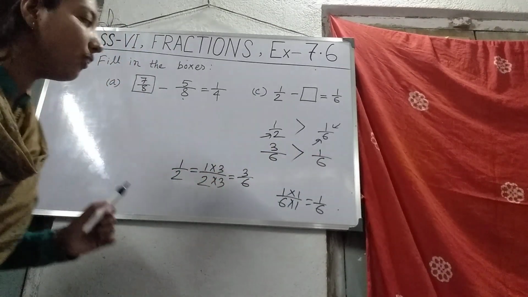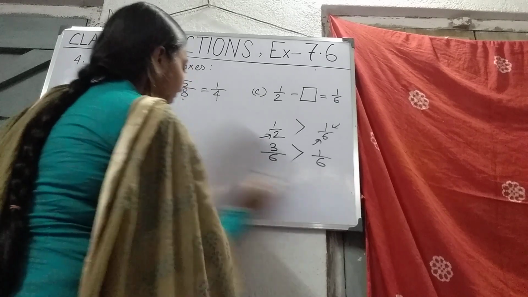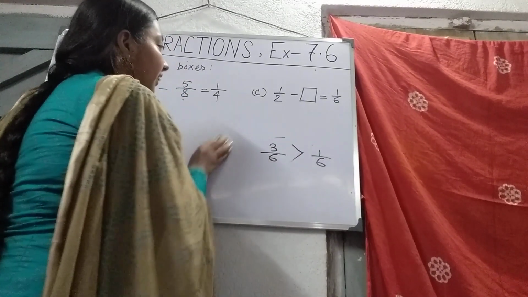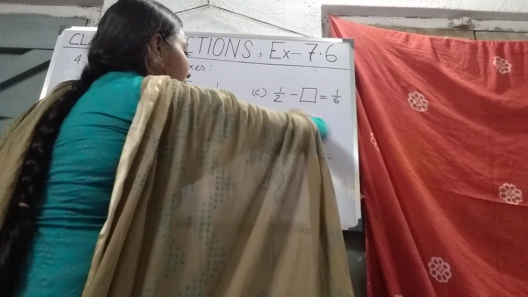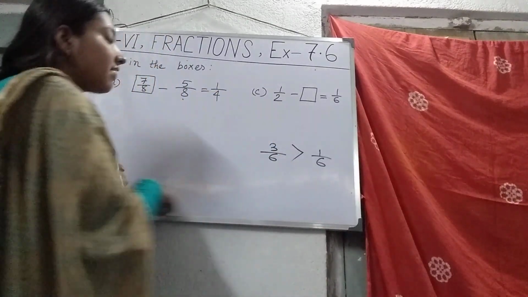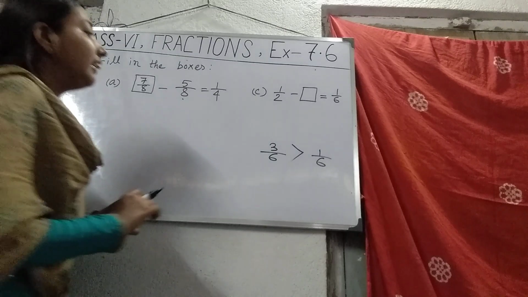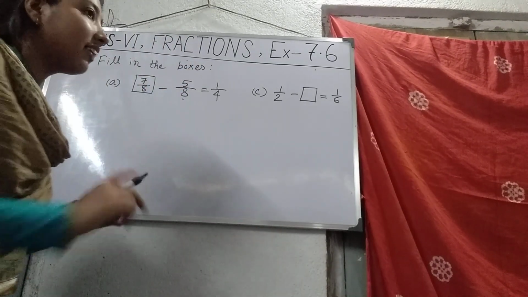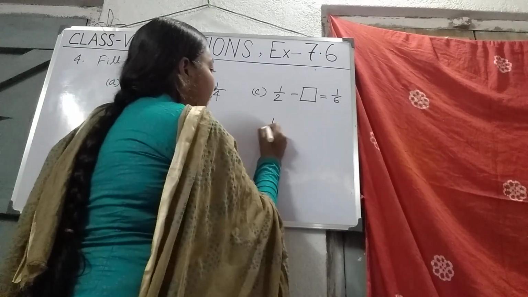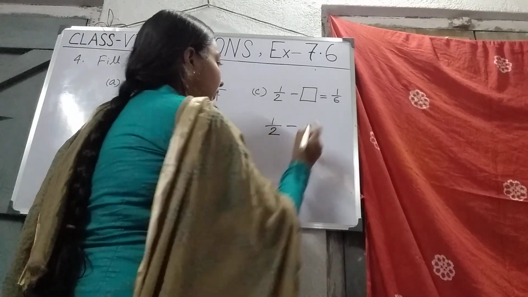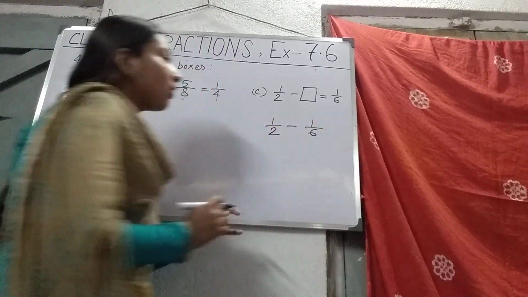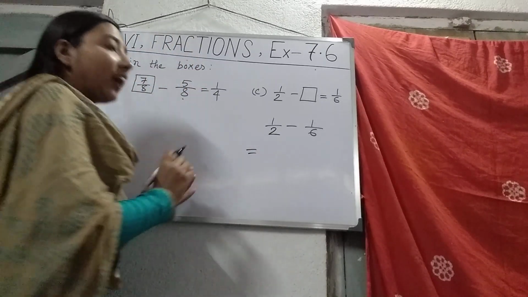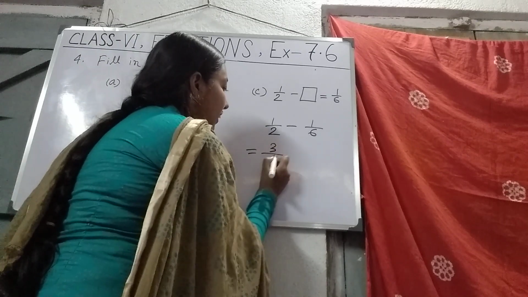Now for this case, the first fraction is given, then a minus sign, then the unknown fraction, that means the fraction we have to find here. In that case, we have to subtract the smaller from the bigger. That means we have to subtract 1 upon 6 from 1 upon 2. So 1 upon 2 can also be written as 3 upon 6.